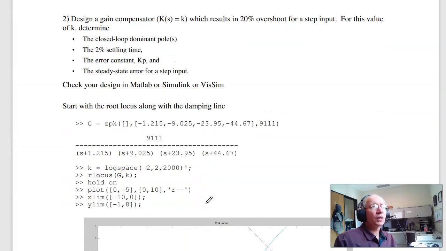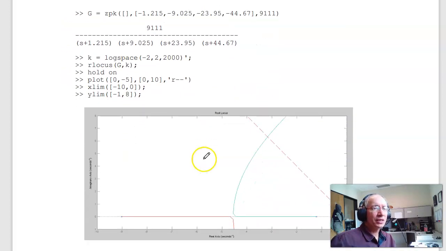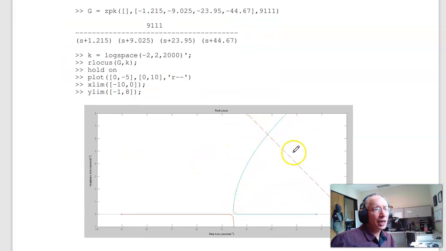Problem 2. Suppose I'm allowed to have 20% overshoot. Now design a gain compensator. In that case, same procedure as before. Sketch the root locus. On top of it, add your damping line. 20% overshoot has a 2-to-1 ratio, so I go over 1, up 2. So on top of it, I'm going to freeze the root locus plot and plot the red dotted line. I'm going to go from the origin 0, 0 to minus 5 plus 10j. With the red dashed line, that's my design point.